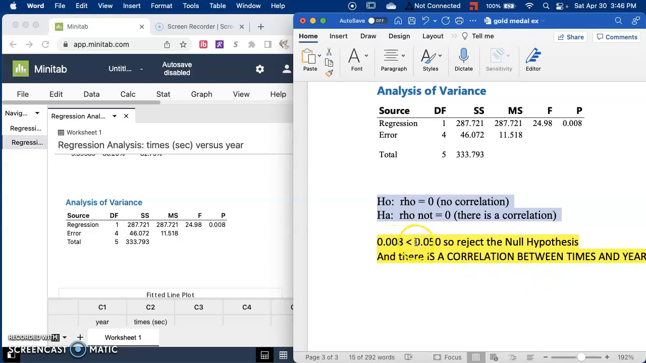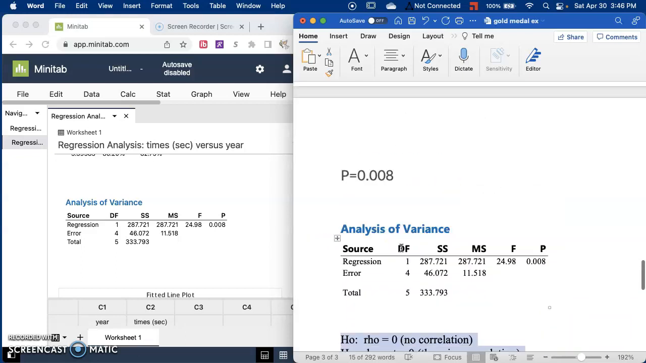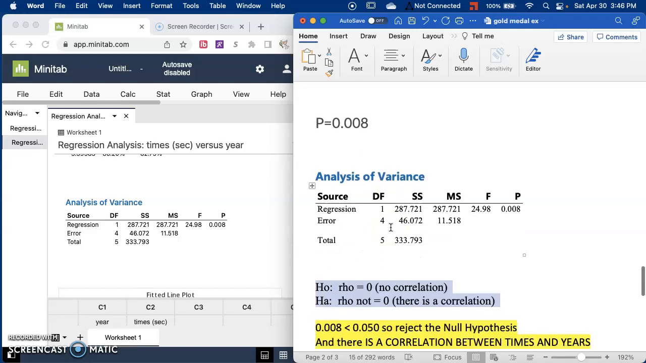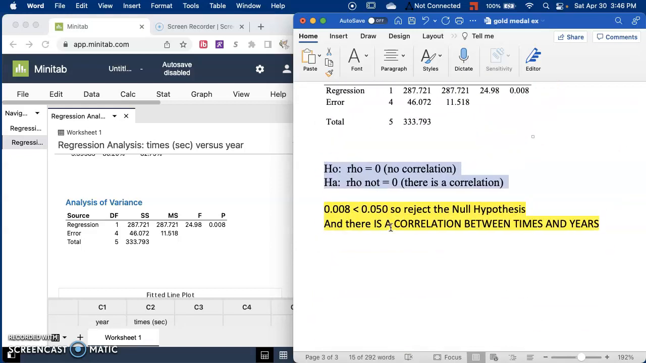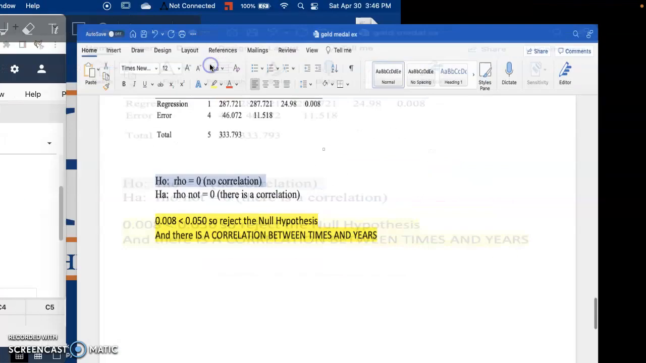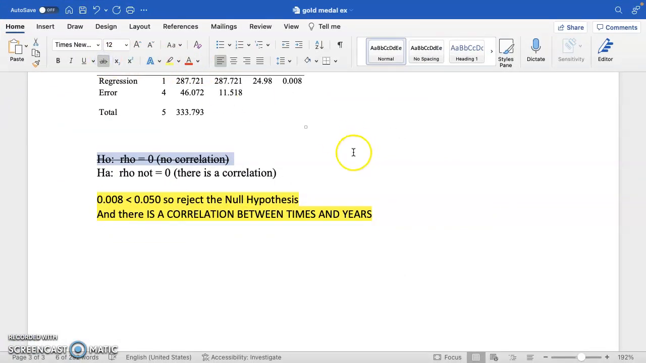And we compare our p to, let's see, in the problem it told us to compare it to the significance level of 0.05. So 0.008 is less than 0.050, so we reject the null. So we get rid of the null hypothesis, cross that out, and if we cross that out, that means there is a correlation between times and years, and we have found that to be a very strong negative correlation. So I hope that helps.